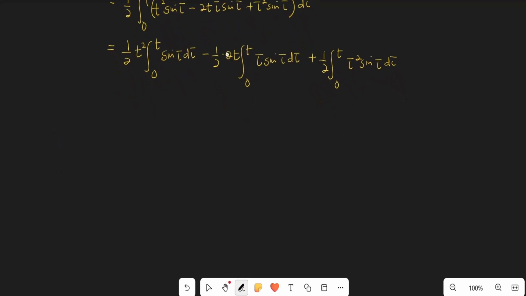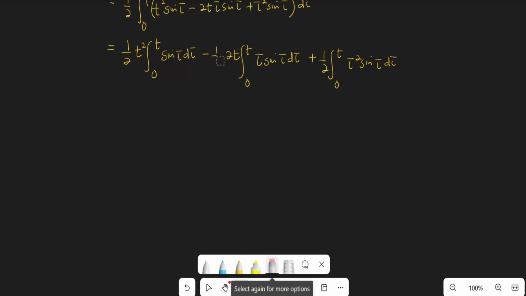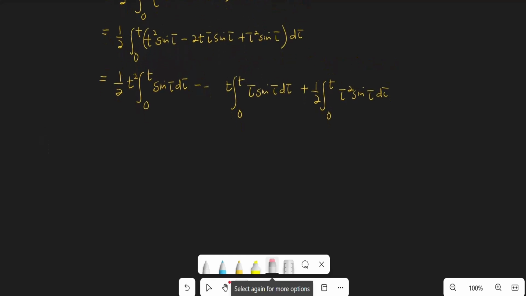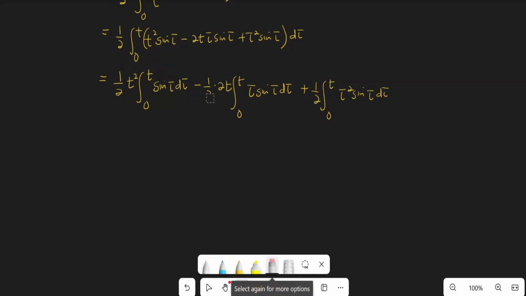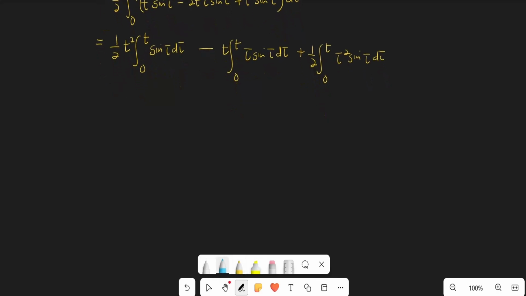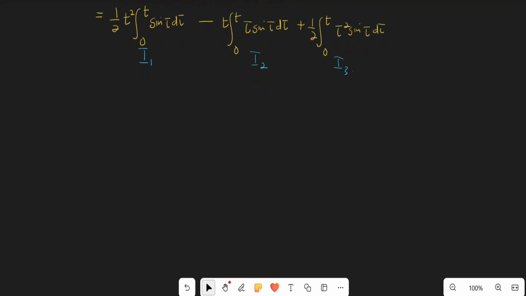So this 2 and this 1/2 will cancel. So what I'm going to do, I'm just going to clean these ones because they're going to cancel out, leaving only t, right? So that is what we have here. So 1/2 and 2 will just cancel, leaving only t, right? So this is what we have. All right, cool. So now permit me to call these ones, let's say, integral I1, integral I2, and then integral I3, and tackle them one after the other.